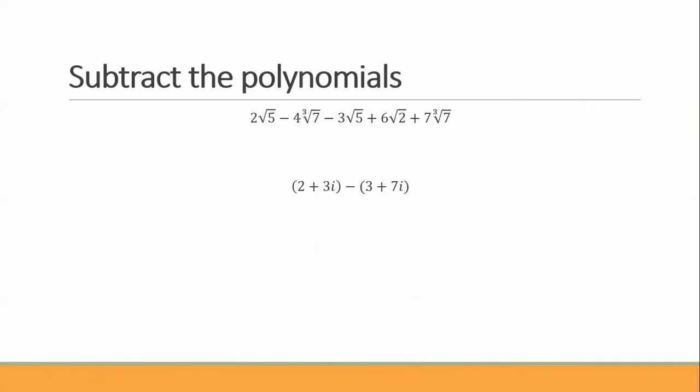Same thing with radicals. Our like terms are the same thing as they were with addition. So square root of 5 and square root of 5. So we have 2 square root of 5 minus 3 square root of 5 would be minus square root of 5. And then we have cube root of 7 and cube root of 7. So we have minus 4 cube root of 7 plus the 7 cube root of 7. So that's plus 3 cube root of 7. And that one didn't have a like term, so it just stays plus 6 square root of 2.